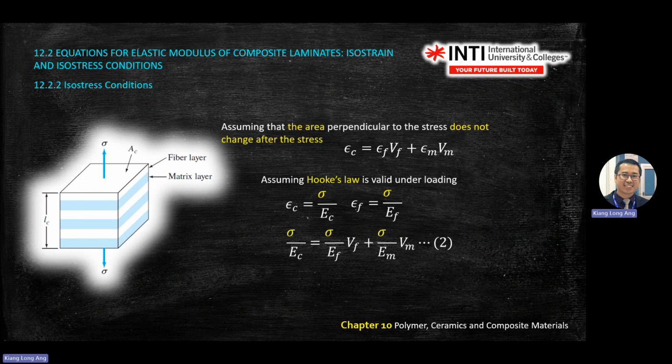Okay, so don't confuse between the isostrain equation and isostress. In isostrain, what is different is the modulus, but in isostress, the strain is different because the fiber and matrix elongate differently. Okay, don't confuse, because when you come to the test or final exam, there are so many things you need to remember. So don't confuse between these two.